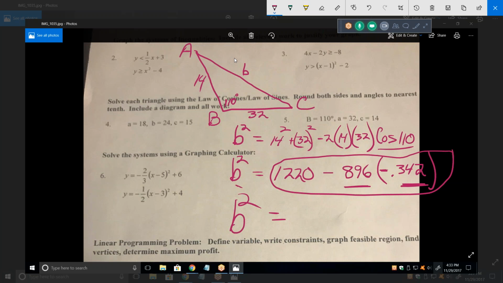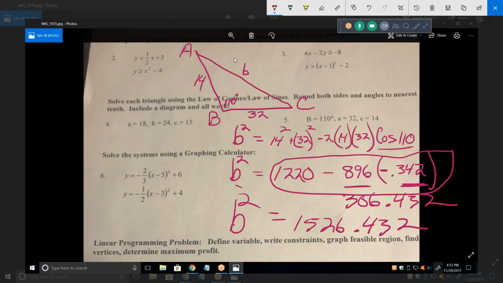It didn't work. Do 0.342 times 896. Forget the negative sign for the moment. Just multiply the numbers. 306.432. Now, I got a negative sign there, I got a negative sign there. So I know those two negative signs are going to turn to a positive. So I know it's 1220 plus that number. So 1,526.432.